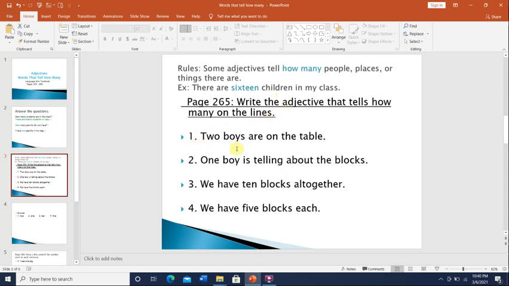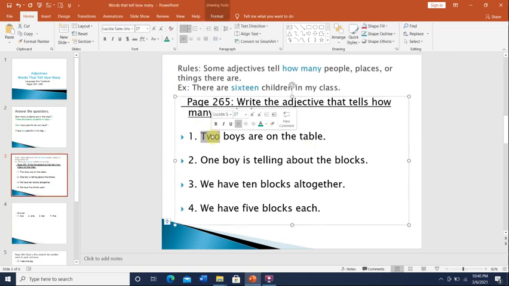Number 1 says, 2 boys are on the table. What adjective did I use to tell how many? 2. So you will write 2. Number 2 says, 1 boy is telling about the blocks. What adjective did I use to tell how many? 1. So write 1.